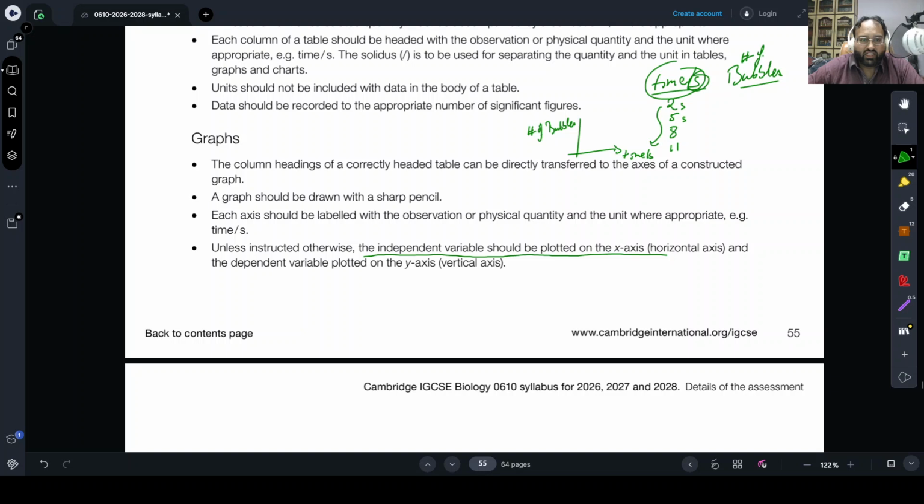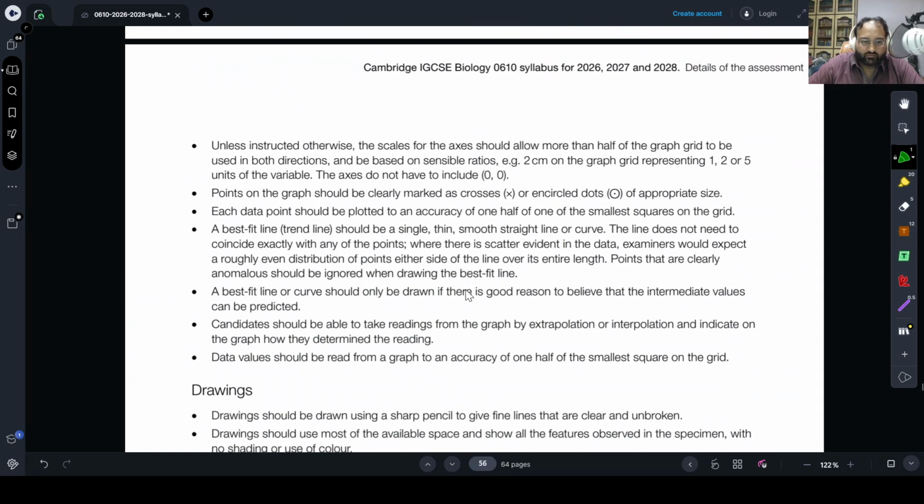And whatever the dependent variable is, whatever the observation you're making, I wouldn't use the term result, but whatever change you are observing in the experiment and making notes of, that is the dependent variable. And so that goes on the y-axis. Unless instructed otherwise, if they're telling you to do it a certain way, then you do it like you're being told. If not, then the independent variable goes on the x-axis, the dependent variable goes on the y-axis.